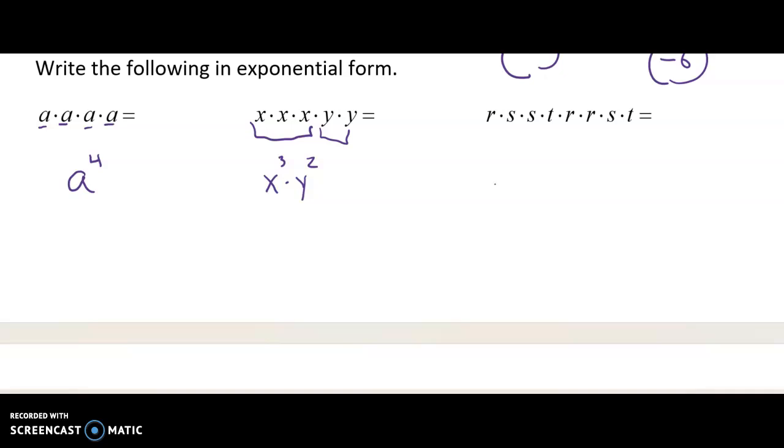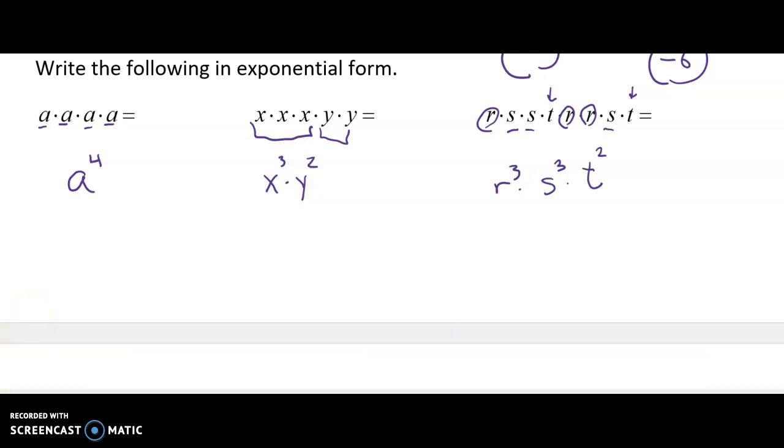Here, let's see, we have r, we have s, and we have t all being multiplied. There are 1, 2, 3 factors of r. There are 1, 2, 3 factors of s. And there are 1, 2 factors of t. So r times s times s times t times r times s times t is r to the 3rd, s to the 3rd, t squared. Note, you can multiply numbers in any order because of our commutative property. So if we change that order, we can group all the s's together for s to the 3rd, all the r's together for r to the 3rd, and the t's together for t squared.